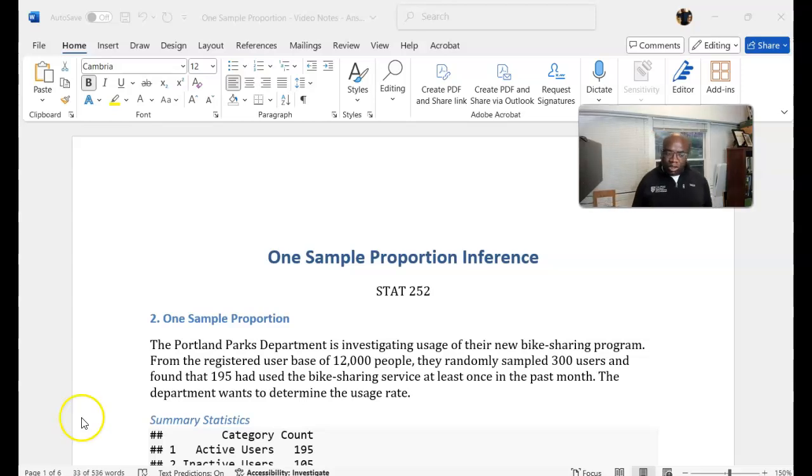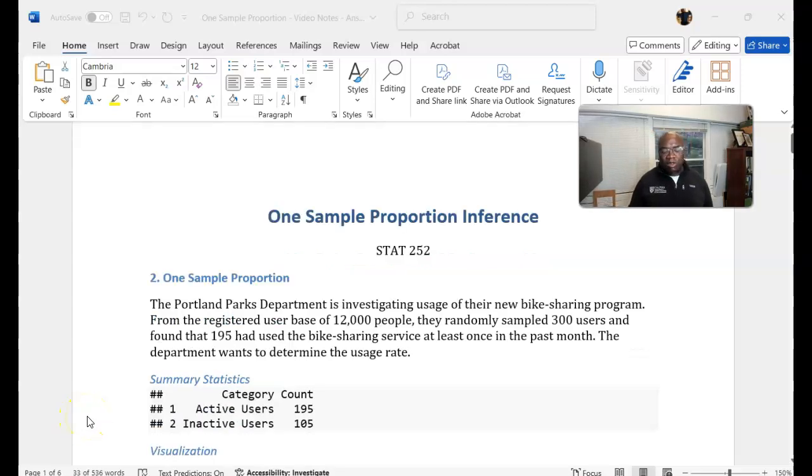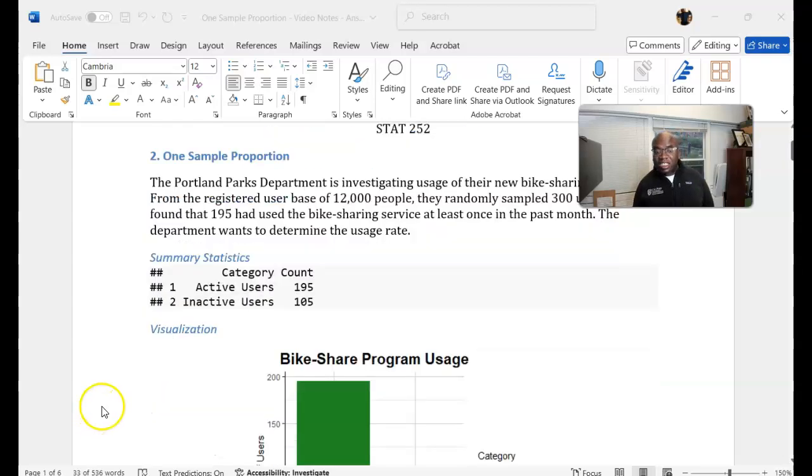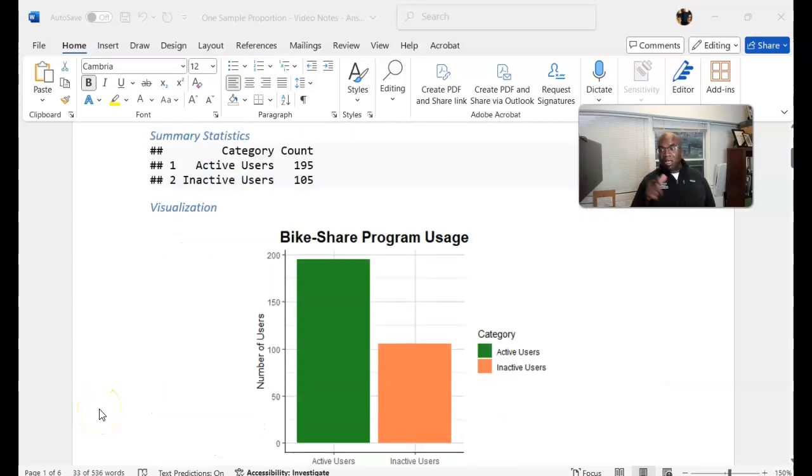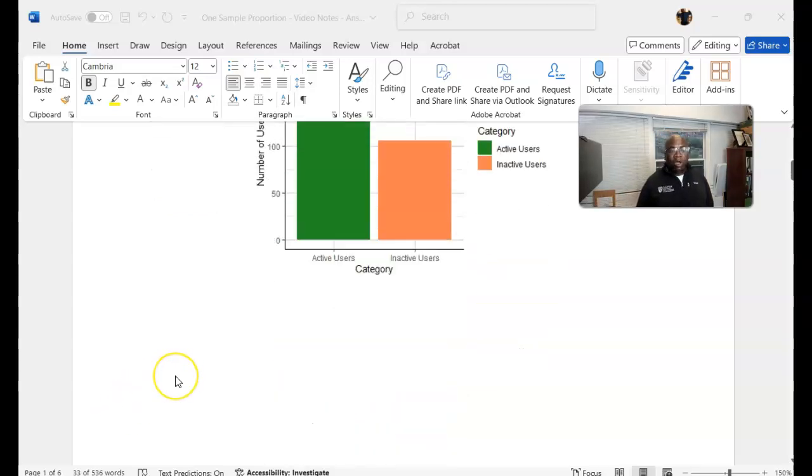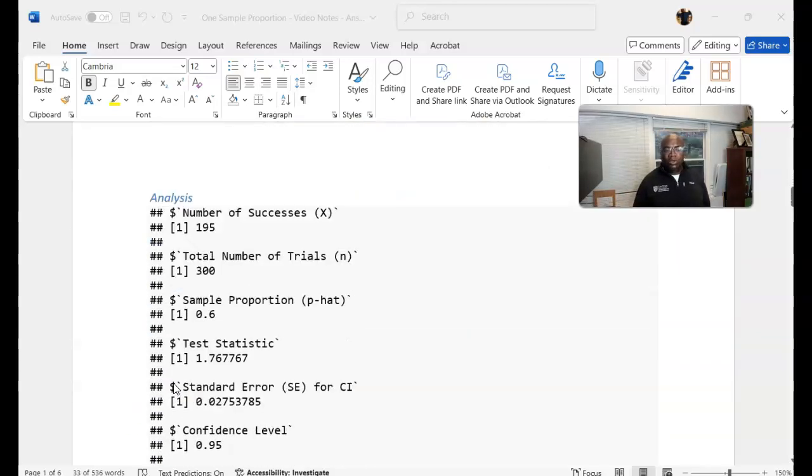So here we have the summary statistics. We have 195 active users and 105 inactive users. Okay, we can actually visualize this using a what? A bar plot. Bar graph, that's fine. I say bar plot. Okay, it's a bar plot. We're looking at the frequency of active users and the frequency of inactive users using bars. Obviously, there's more individuals that are active users. Fantastic. We can now go down to the analysis.